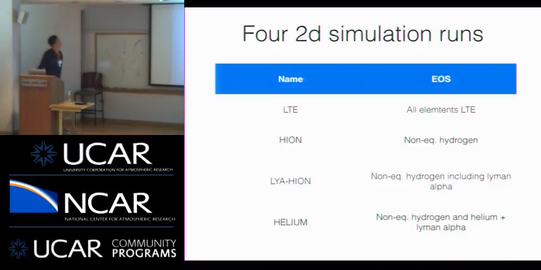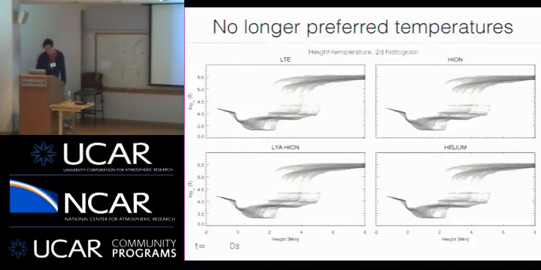So I set up 4 2D simulation runs to test these methods. The first one I call LTE. Here I have all elements in LTE for the equation of state. Then I have the HIN run, which includes non-equilibrium hydrogen, which is what you have for the Bifrost simulation which is released. That's the same one. And then I have the Lyman alpha H-ion run, which includes non-equilibrium hydrogen and a non-zero Lyman alpha transition rate. And then I have a helium run, which includes both hydrogen and helium and Lyman alpha transition. So this is what it looks like.